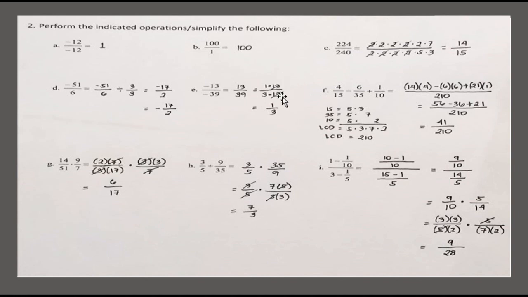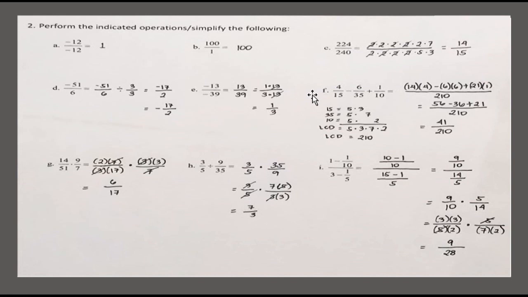Kung moingon tag-cancel out, class, 13 over 13 is 1. Dili 0 ha, 1 siya. So, 1 times 1, 1 ra gihapon. So, 1 times 3, 3 ra siya. So, 1/3 ang nahabilin.